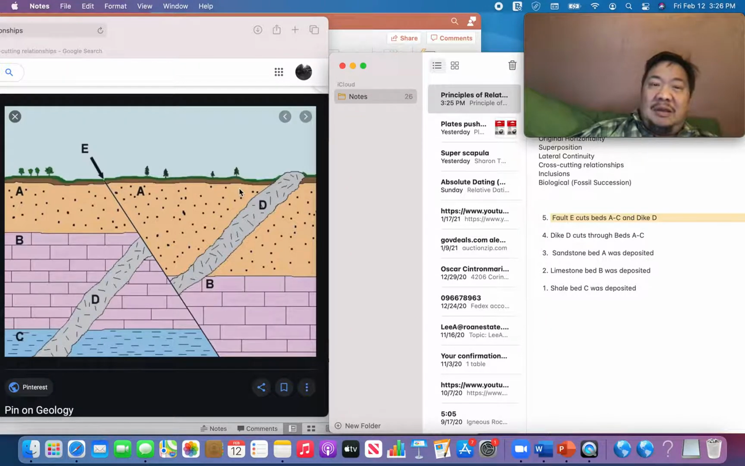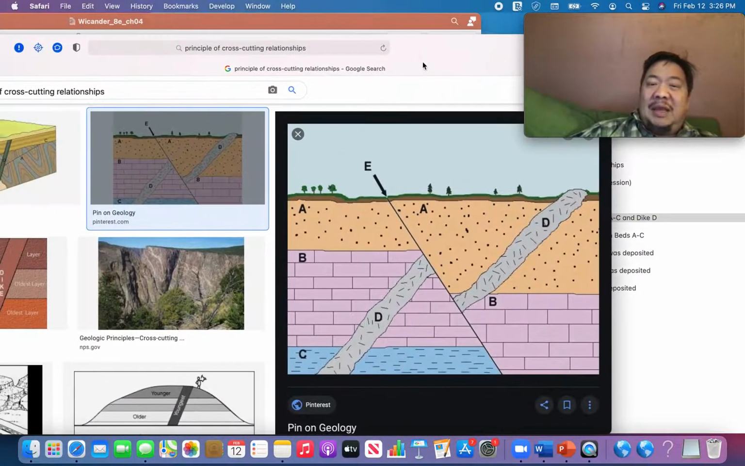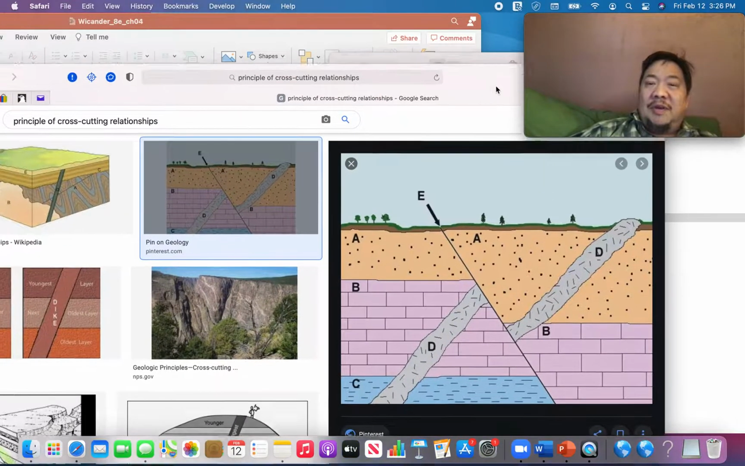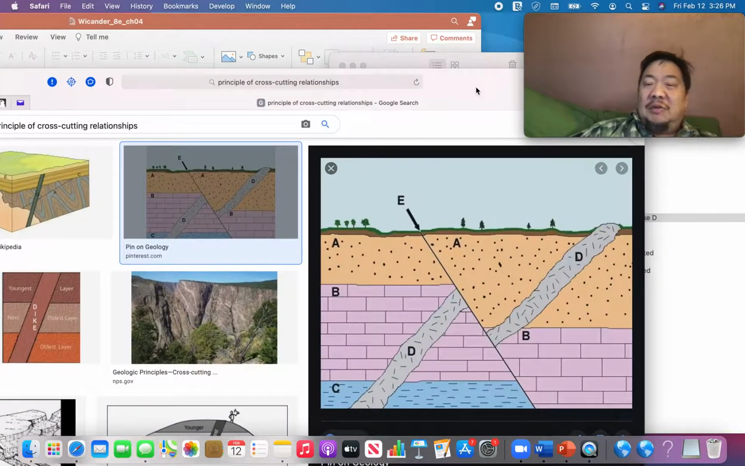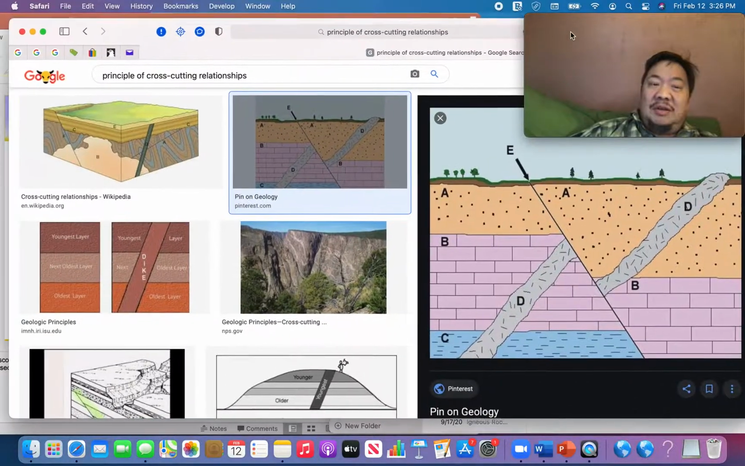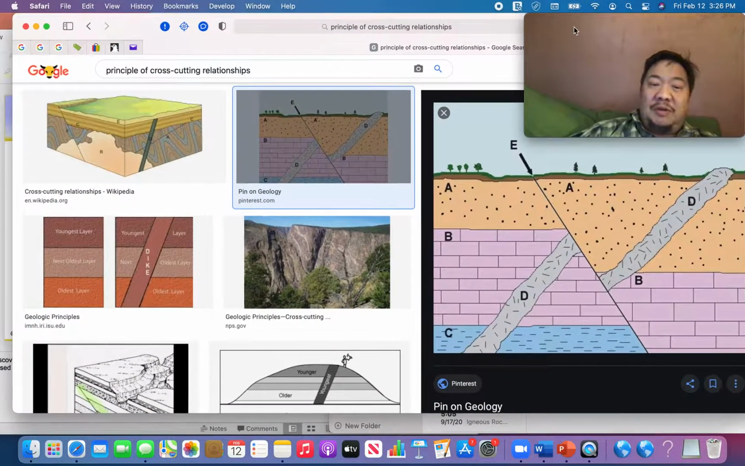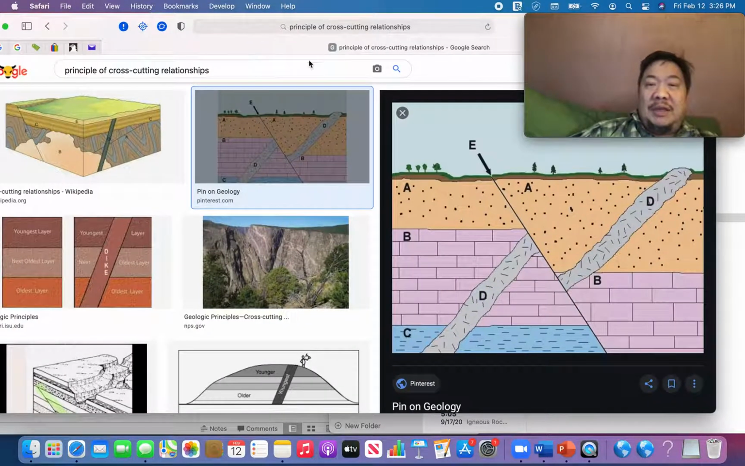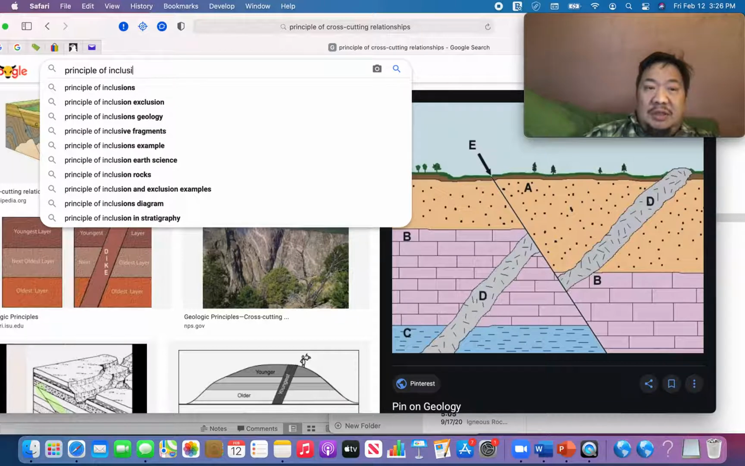And look at this diagram and take out a blank piece of paper and see if you can get the right answer. If you can, you've gone the first step. If you can't, you got to keep doing it until you can do this. That's the relative dating for this section, using all of the principles we've learned. Fourth principle we need to know about is called the principle of inclusions.